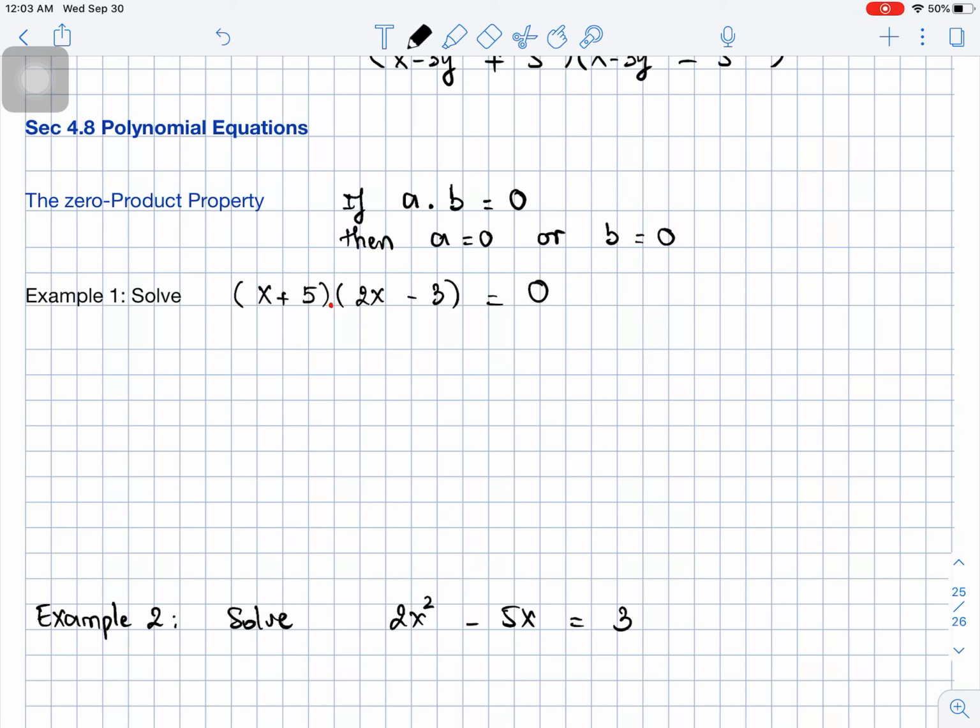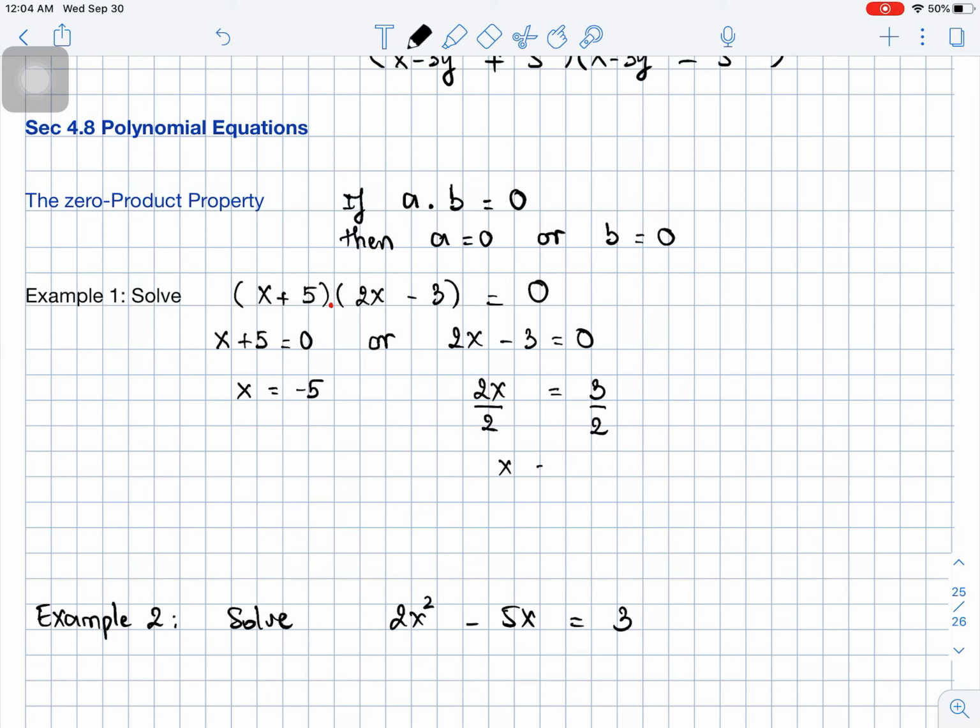We notice we have the multiplication between the two parentheses in example number 1. We want to solve for this equation. Then we apply the zero product property. Your A is the first parenthesis and your B is the second parenthesis. In order for this product to be 0, the first parenthesis has to be 0 or the second parenthesis has to be 0. Now we solve for the x.